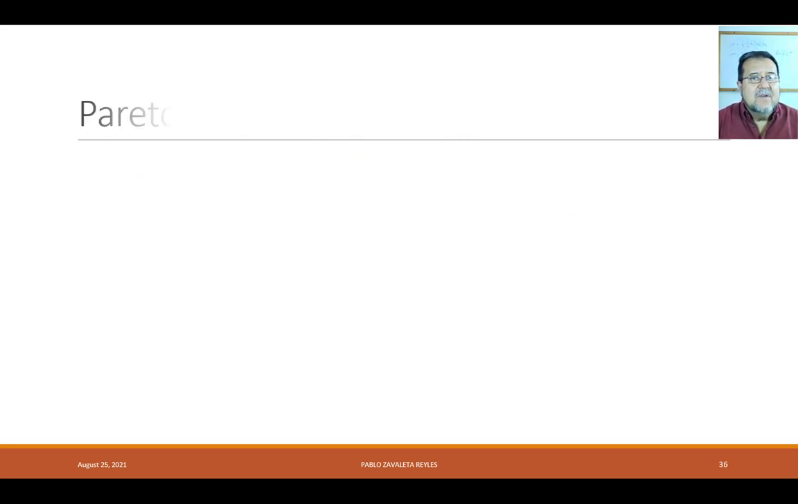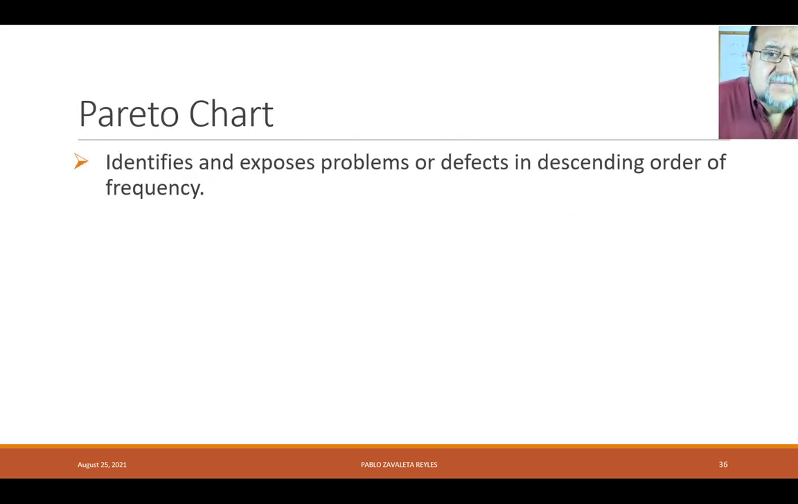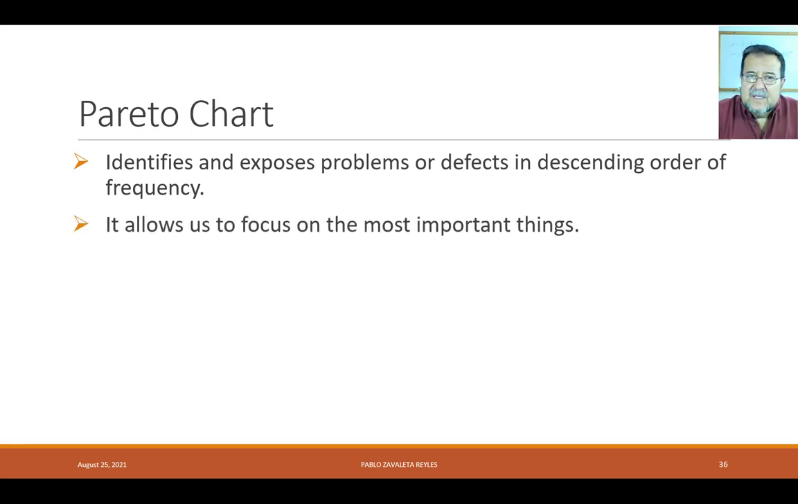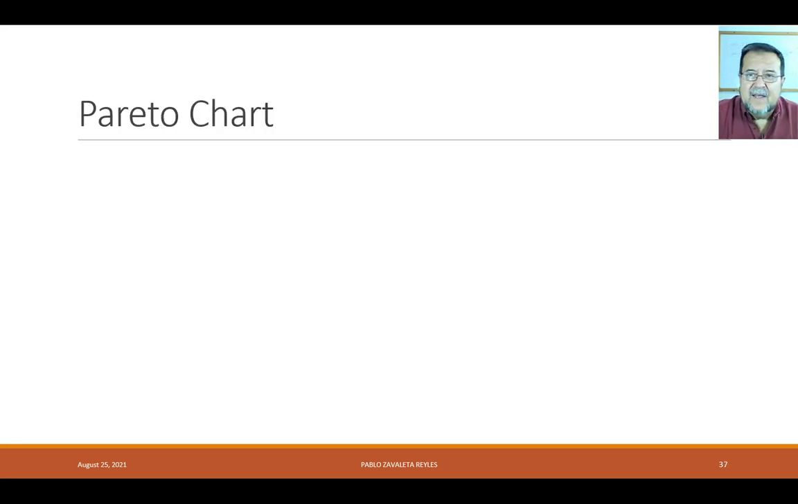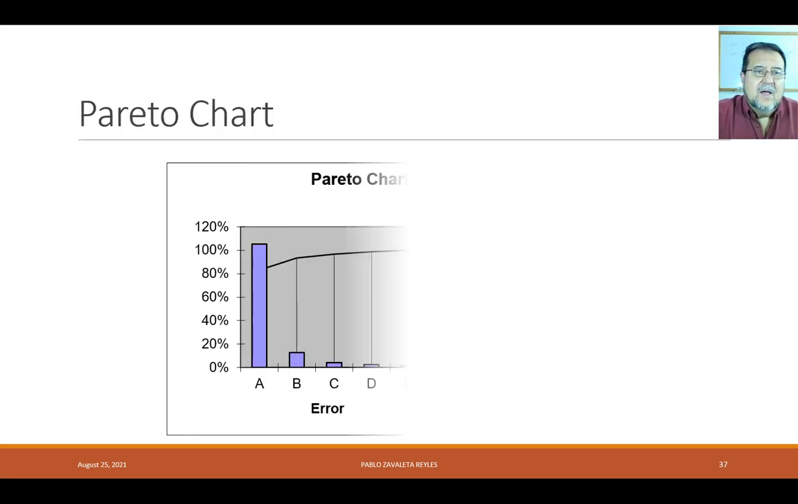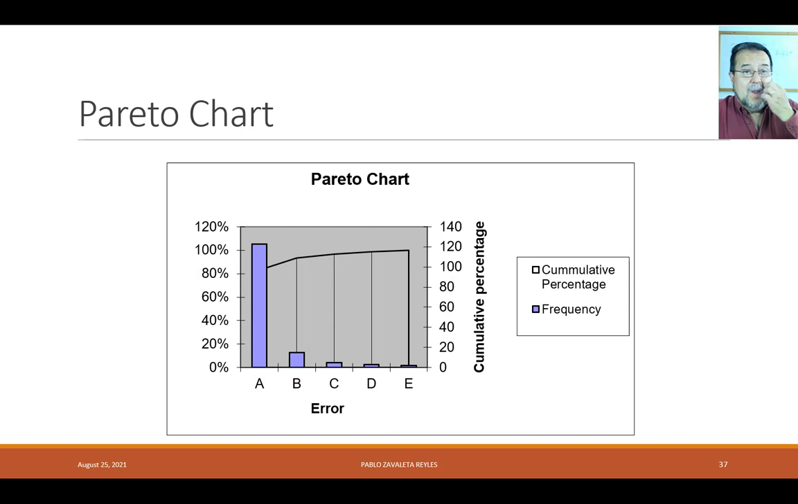Next, we have the Pareto Chart, which allows us to identify the problems in descending order of frequency. It allows us to focus on the most important things. So we can see here that the frequency, for example, for error A is the most important, and that's where we should concentrate ourselves.